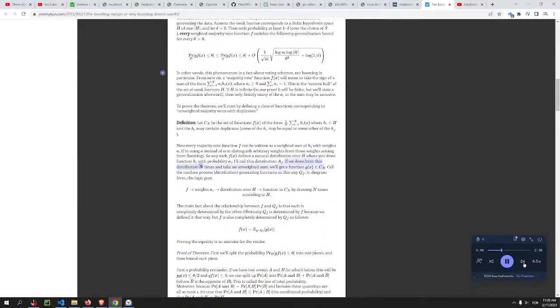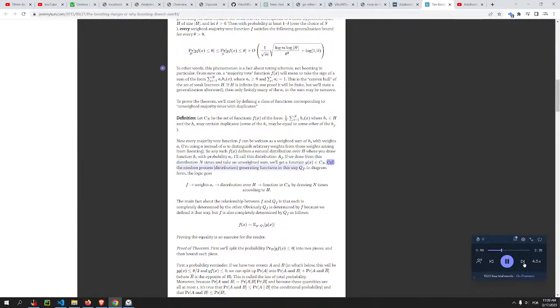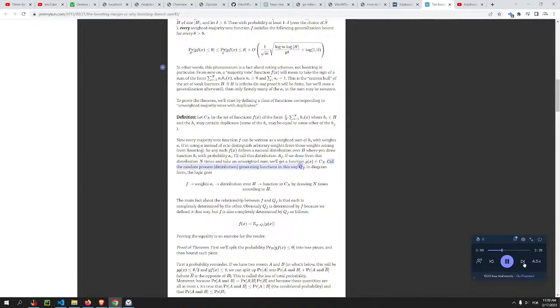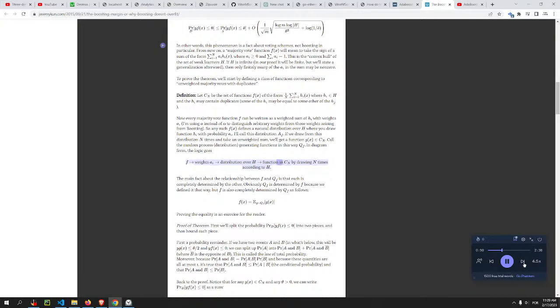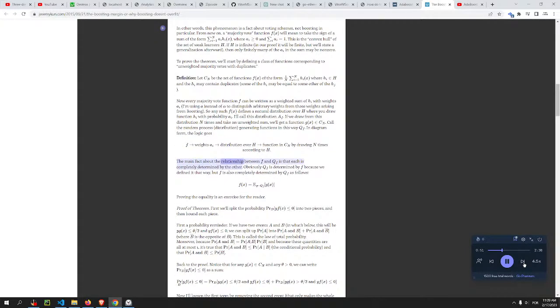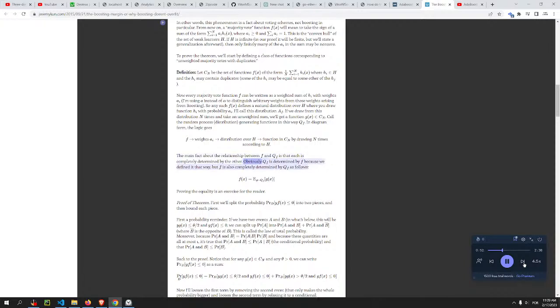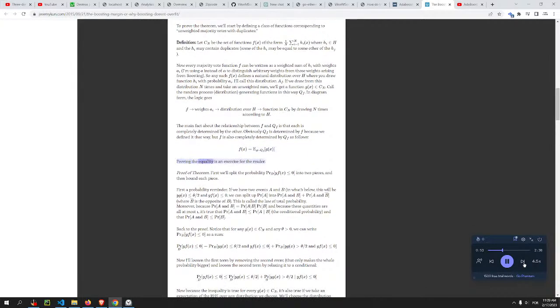If we draw from this distribution n times and take an unweighted sum, we'll get a function g(x). Call the random process, the distribution generating functions in this way, Q_f. In diagram form, the logic goes: f to weights a_i to distribution over H to function in C_n by drawing n times according to A. The main fact about the relationship between f and Q_f is that each is completely determined by the other. Obviously Q_f is determined by f because we defined it that way, but f is also completely determined by Q_f as follows: f(x) equals the expectation of g(x) under Q_f. Proving the equality is an exercise for the reader.